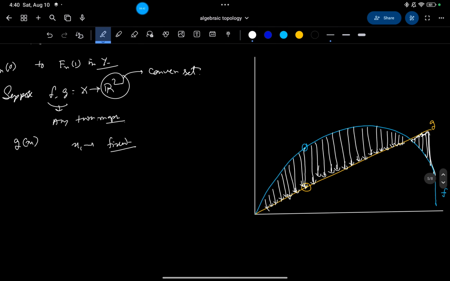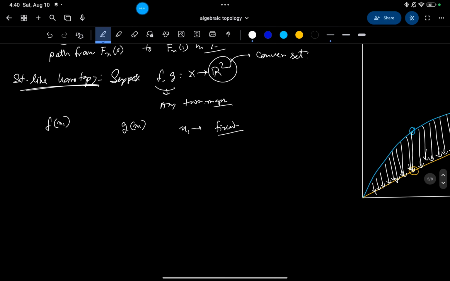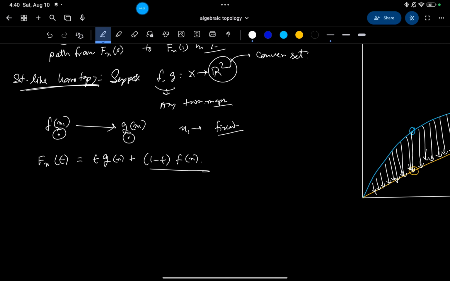For example, if we want to get fx to gx, that means the maps should be from fx to gx. So the initial point of the straight line should be fx and the final point of the straight line should be gx. That means the homotopy, that is fx of t, should be nothing but t times gx plus 1 minus t times fx. Okay, so you see that what is fx of 0? Fx of 0 is nothing but small f of x, and fx of 1 is nothing but g of x.